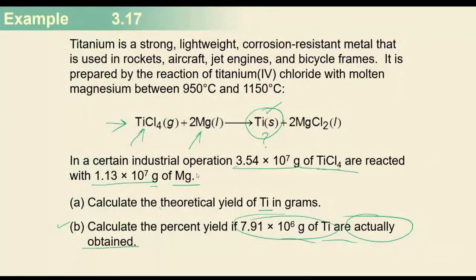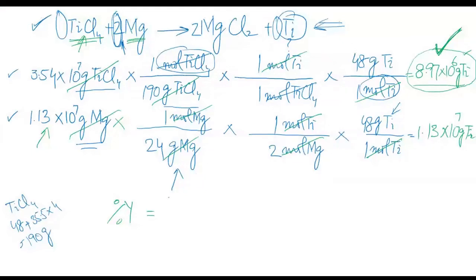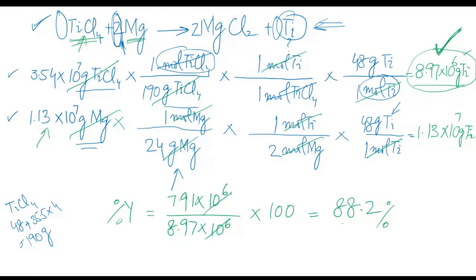Okay. So 7.91 into 10 to the raised power 6 divided by theoretical yield 8.97 into 10 to the raised power 6 multiplied by 100. What is your answer? It is 88.18. That is 88.2%. Boys, this is your percent yield. Now, any question?